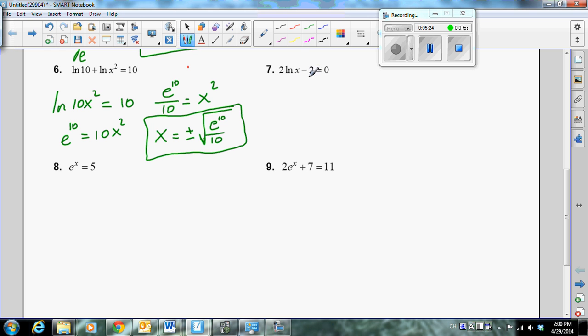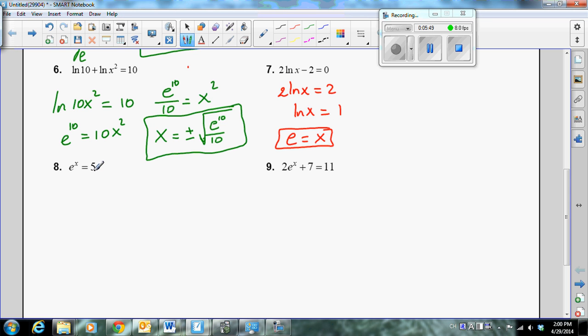All right, I'll move on to number 7. I have 2 ln of x minus 2 equals 0. First thing is move the 2 to the other side to get 2 natural log of x is equal to 2. Divide both sides by 2 to get natural log of x is equal to 1. The only way for the natural log of x to be equal to 1 is if, let's drop the base and switch, it means e to the power of 1 is equal to x.